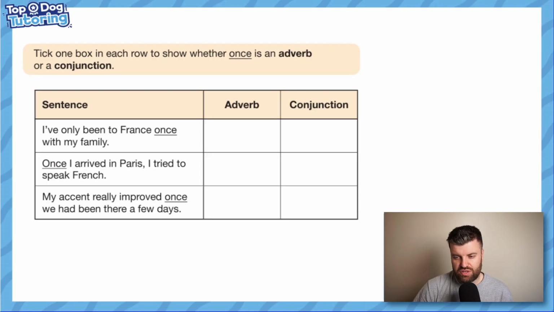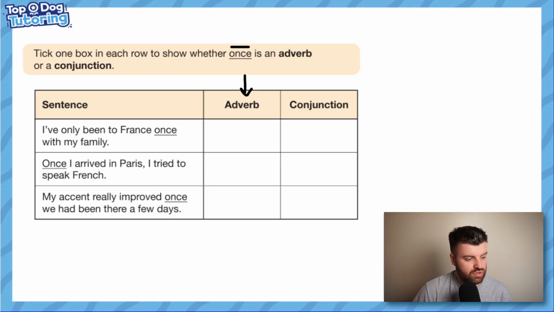Here's like a harder version where instead of having the three main ones, we have adverbs and conjunctions. And here's where children get stuck. Tick one box in each row to show whether once is an adverb or a conjunction. You might be looking at it thinking, I didn't know that could be an adverb. I've never used it as a conjunction. Well, here's the thing. You now know what an adverb is. It modifies something in a sentence. It gives you extra information about it, how or when perhaps. A conjunction is going to be joining clauses together.